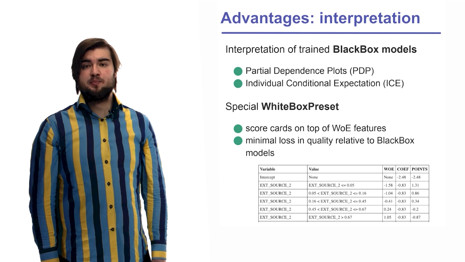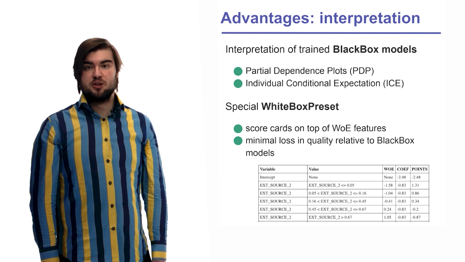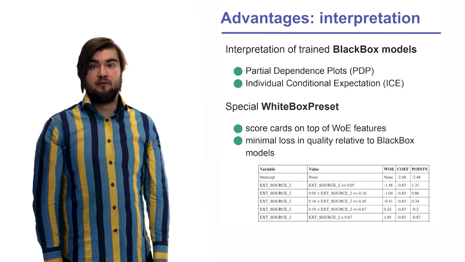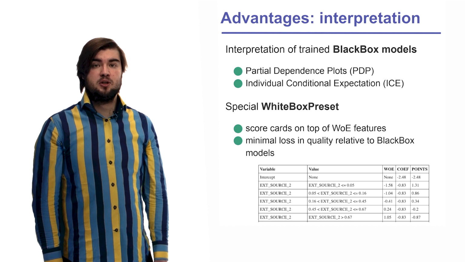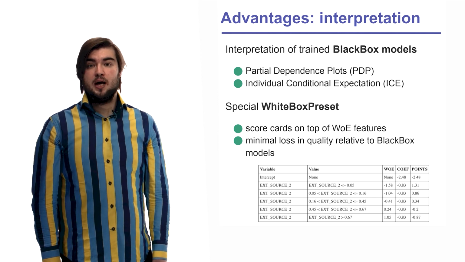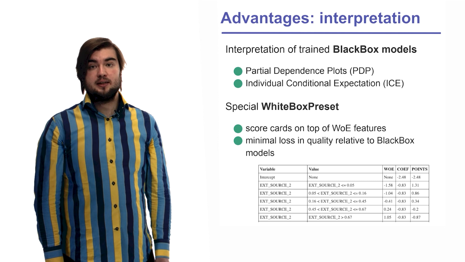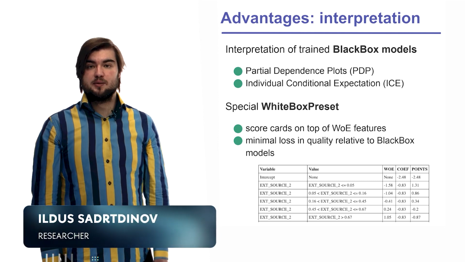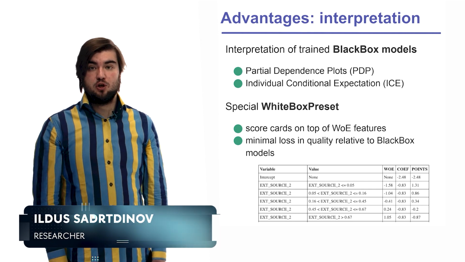Moreover, there is a special white box preset, which constructs models in a format of interpretable scorecards on top of weight of evidence features, similar to the one shown on the slide. Such white box models have a minimal loss in quality compared to the black box models. Overall, LightAutoML has many advantages which speed up and simplify the development of machine learning pipelines.